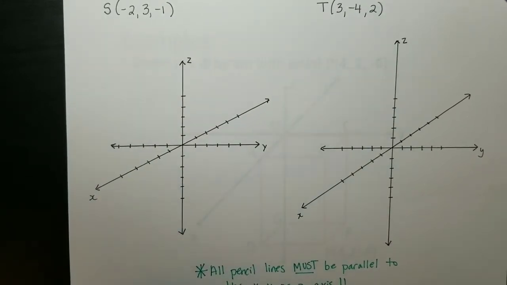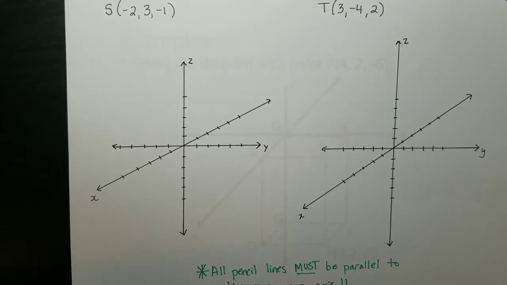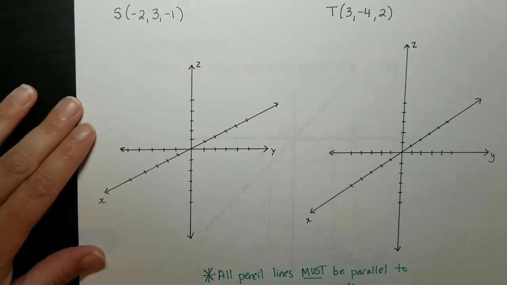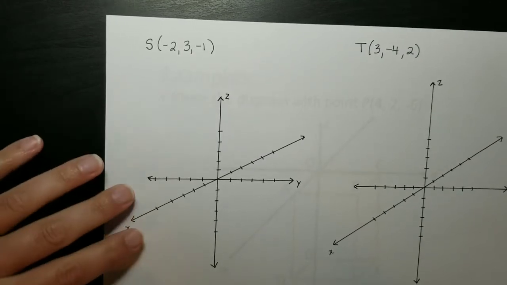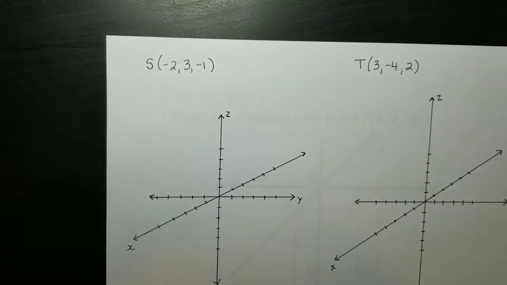Hi folks, here I'm going to continue looking at how to graph points in R3, so in a three-dimensional space. As you can see, I've set up for the next two. Here I've drawn out my axes and I've got these points S and T that I'm going to plot.